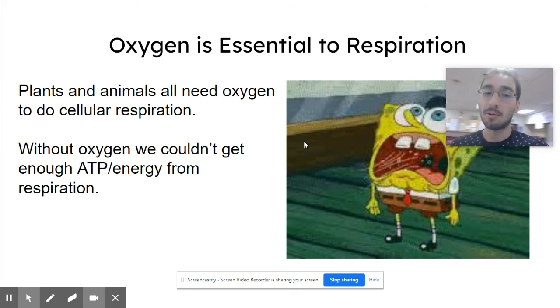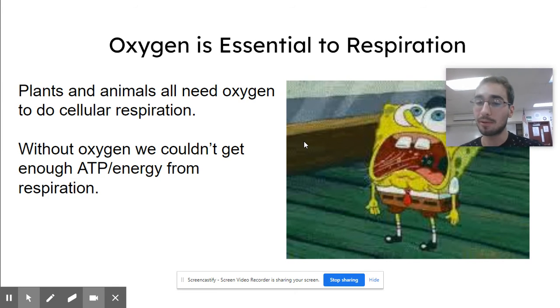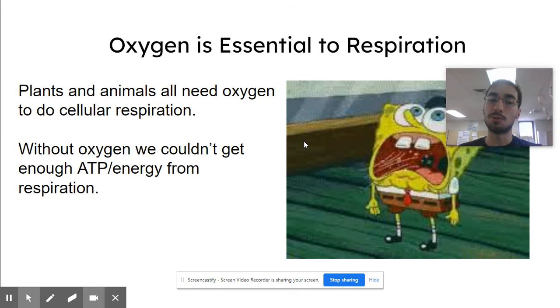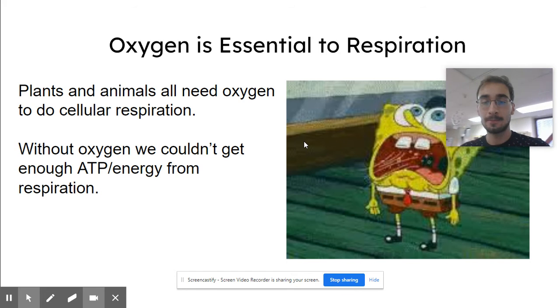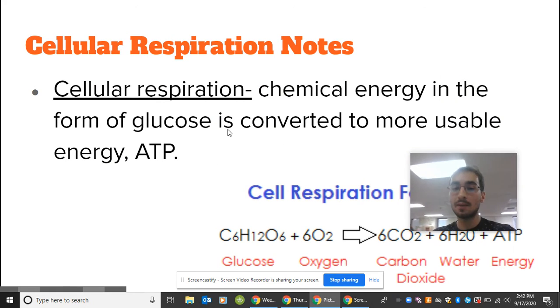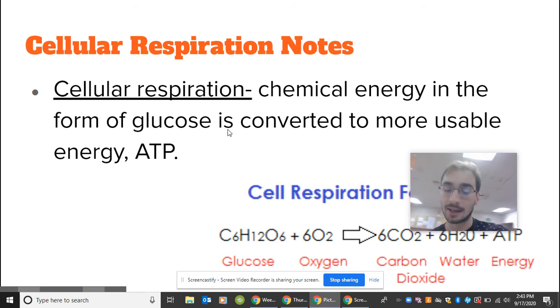So I want you guys to know oxygen is very important for respiration. Without oxygen, you couldn't get enough energy to survive. So in your notes, please write down cell respiration is chemical energy in the form of glucose being converted to more usable energy, ATP.